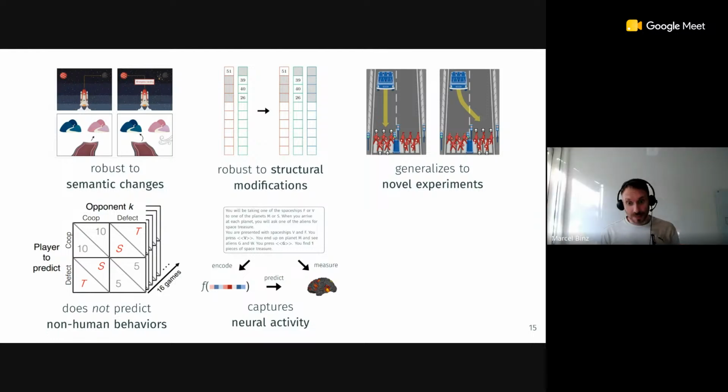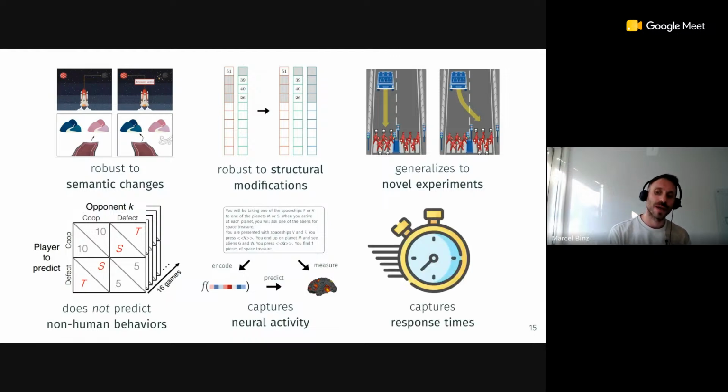We also found that the model could be applied to predict secondary measurements that it was never explicitly trained for. So, for example, it can capture neural activity. We've shown this in a decoding analysis in the paper, and it can also be used to predict human response times alongside human responses. I skipped through all of these results quite quickly. If you're interested, I encourage you to check out the paper for much more detail.